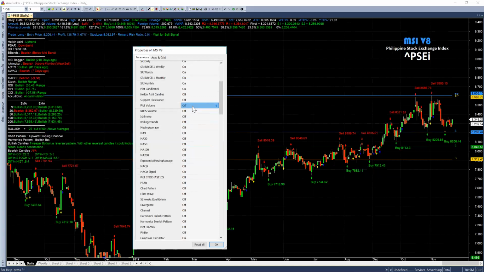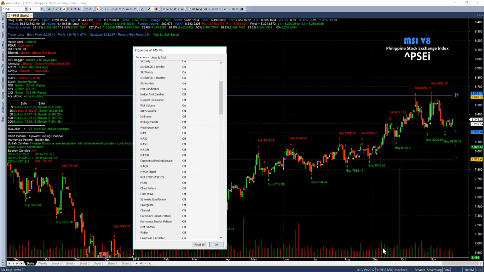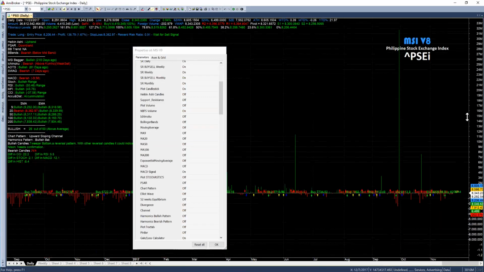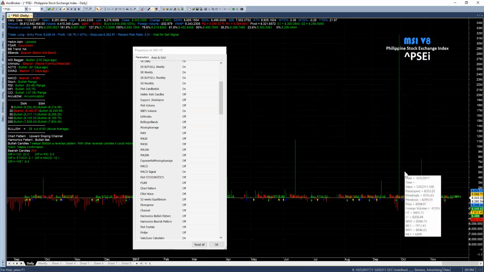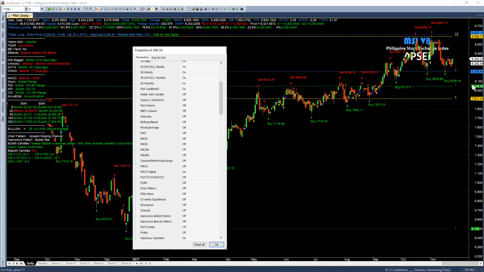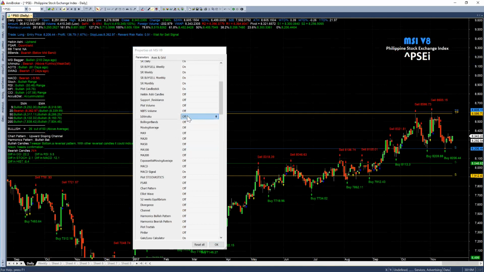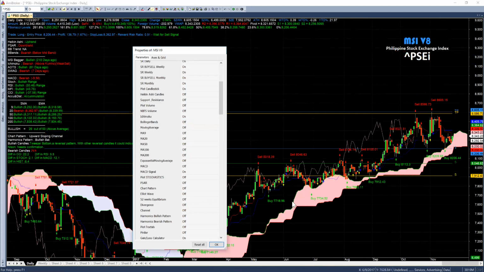You can also plot the volume. Okay, so you can see the red volumes are bearish and the green volumes are bullish. Tapos this one is an analysis of kung mas marami ba yung buy signal ng foreign or mas marami yung sell signal ng foreign. We also have the Ichimoku. Okay, Ichimoku plotting.